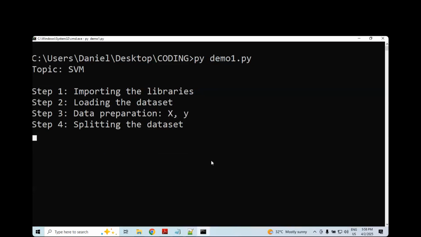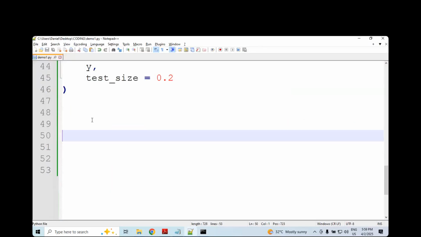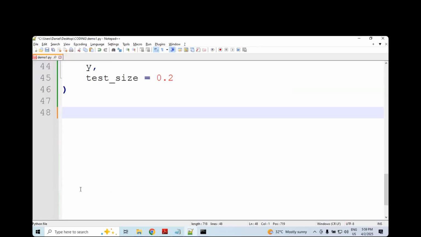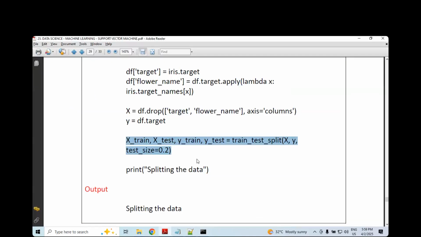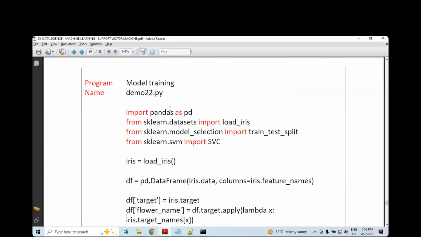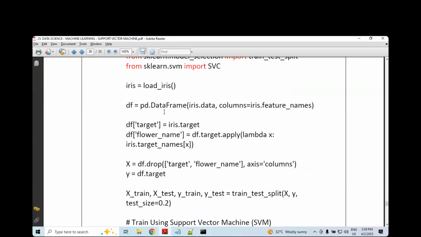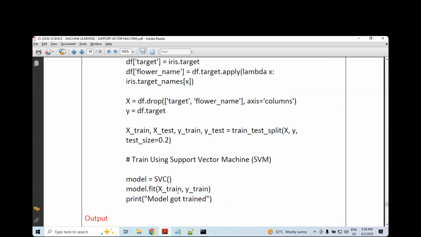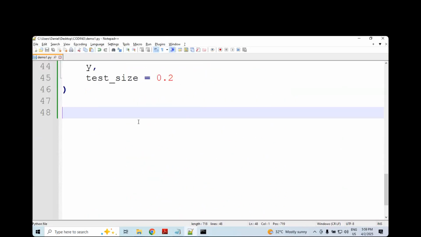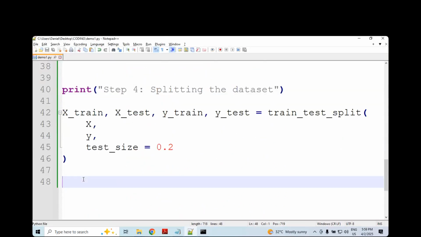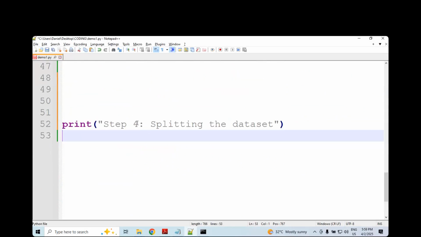Then importing the libraries, loading the data set, data preparation. The next one is splitting the data set. I just need your help. What is the next step, sir? Model training. First of all, you need to create a model. Then you have to go for model creation. Create a model. The next one will be model training.